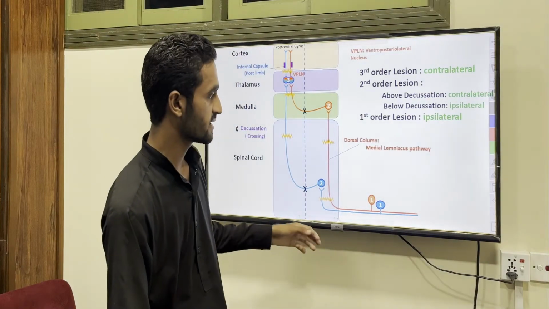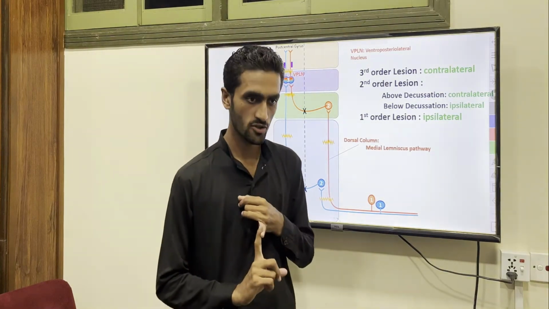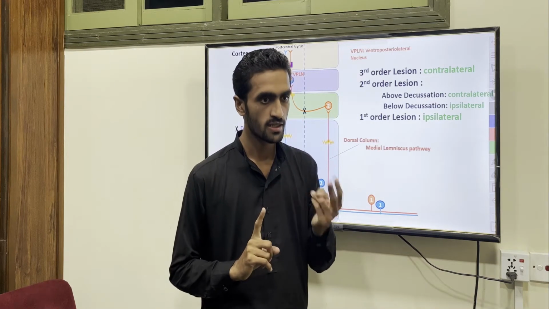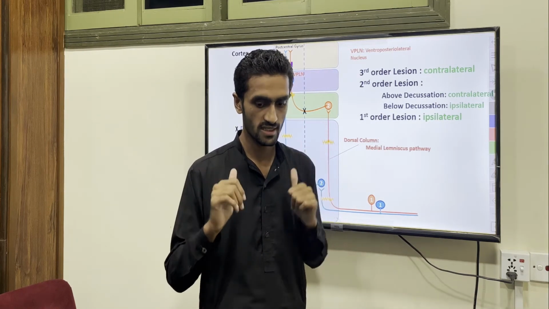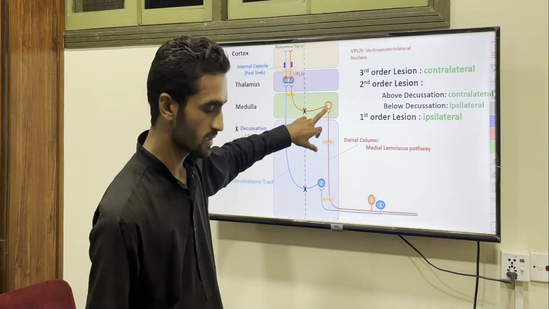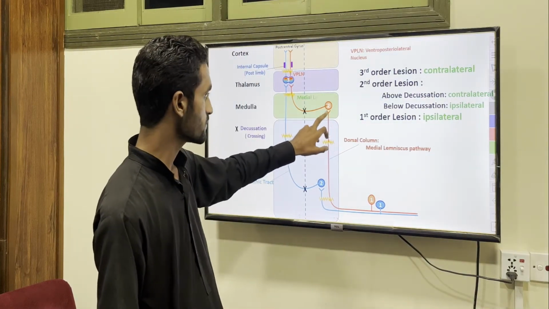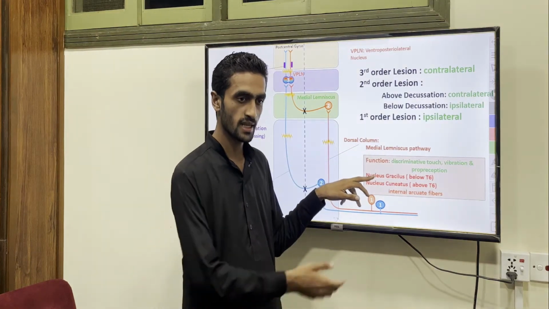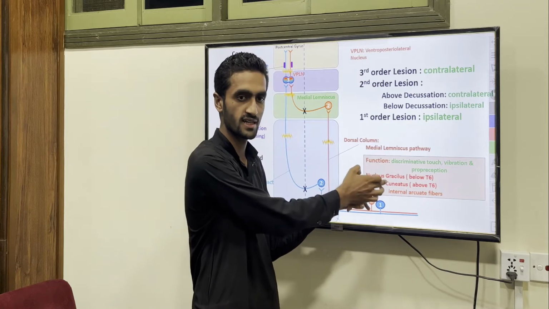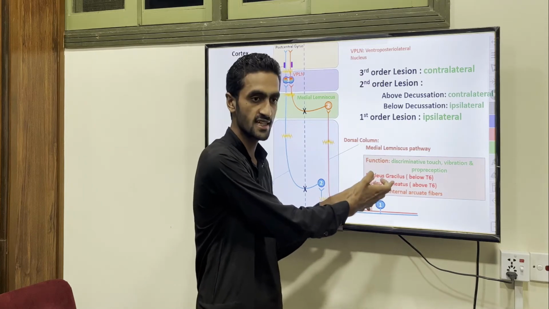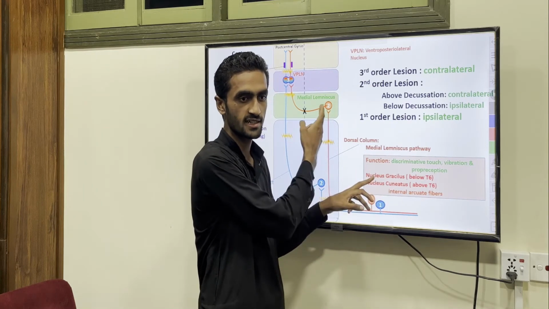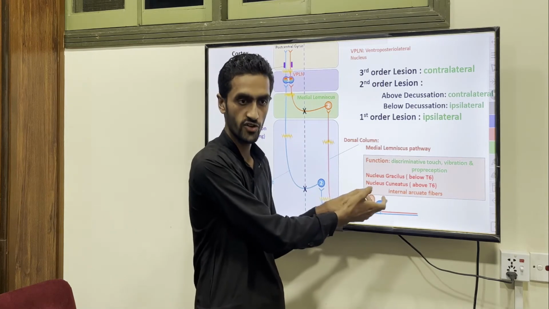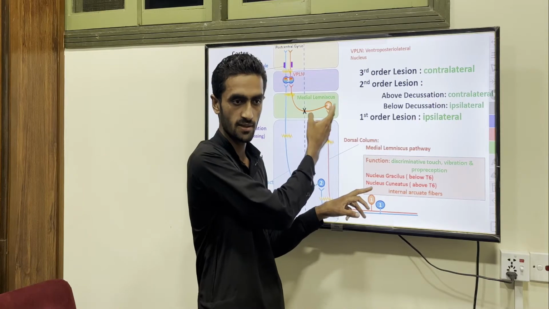So what is in the dorsal column? What is present? Fasciculus gracilis and fasciculus cuneatus. These two pathways are moving together. The nuclei have the same names: the pathway for the gracile goes to the nucleus gracilis, which is present in the medulla, and the cuneatus pathway goes to the nucleus cuneatus, also in the medulla.